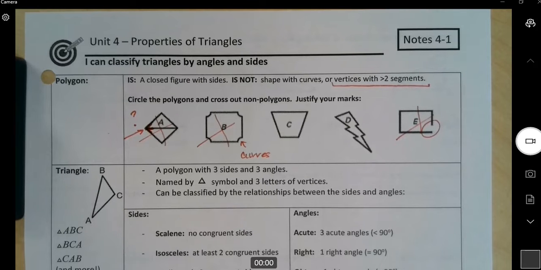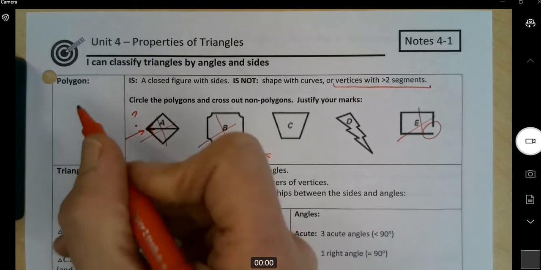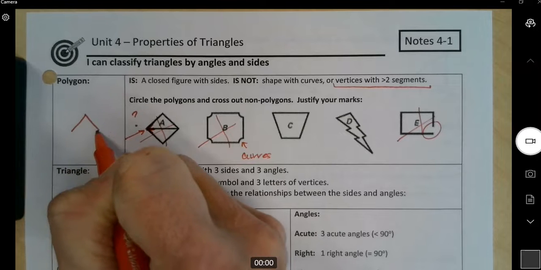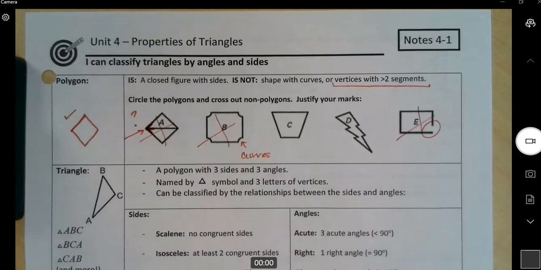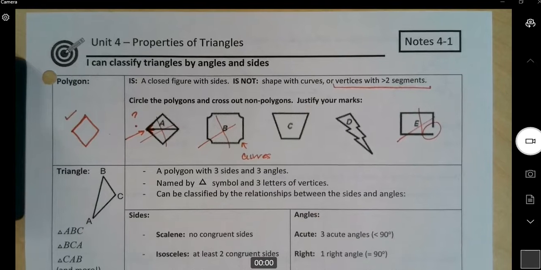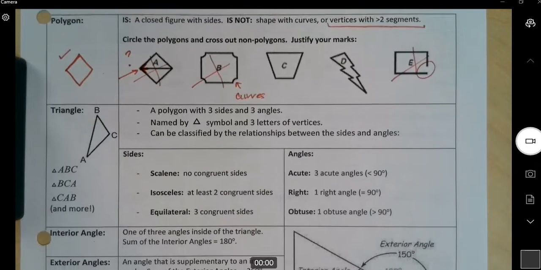Go ahead. Wait, so if that line in the middle wasn't there, it'd be a polygon? If that line in the middle wasn't there, if I had this, it is a closed figure with sides, that's fine. Got it? Yeah. I know Christian's thinking today.